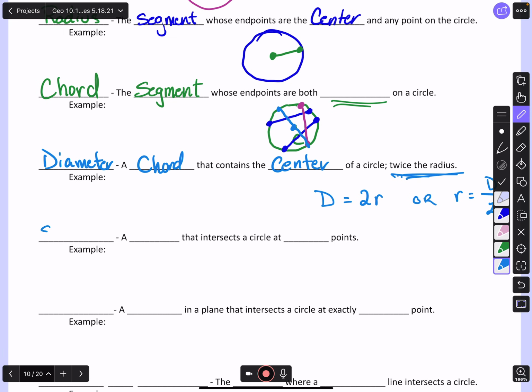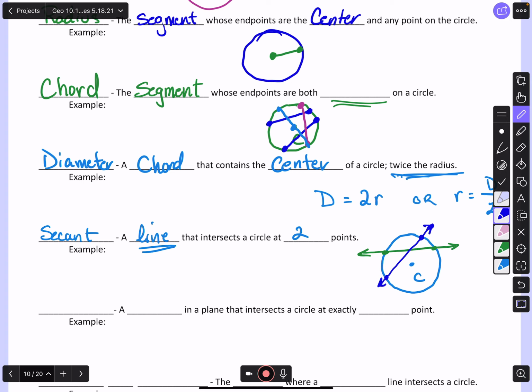A secant is a line, that's going to be important, that intersects a circle at 2 points. So it has to intersect our circle. So there's our circle, and it just has to intersect it at 2 points. Okay? And it almost appears that any line that touches your circle would cross it in 2 points. So you would think that any line that intersects a circle is a secant.